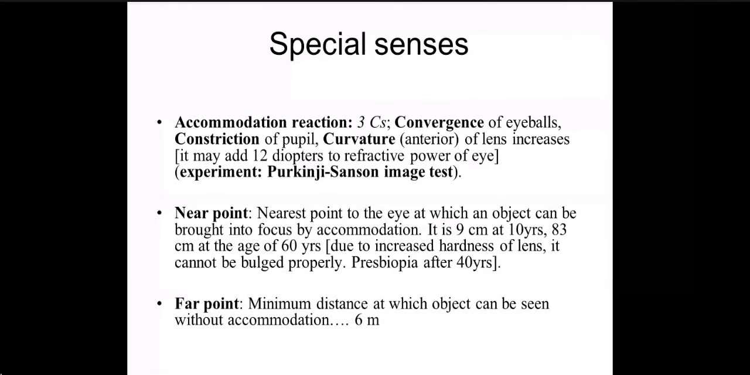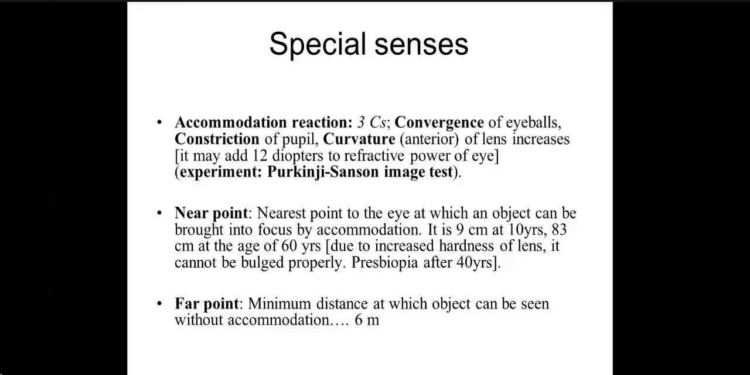Okay. Then the accommodation diagram, you know, I am not wasting time on it because there are 3 C's: convergence of the eyeball, the anterior curvature of the lens increases, and constriction of the pupil. Those things you have already done.